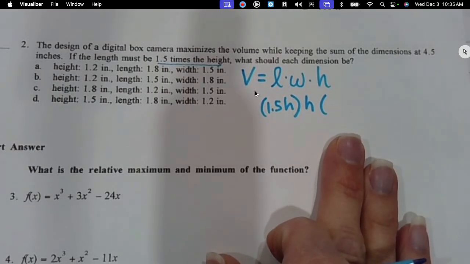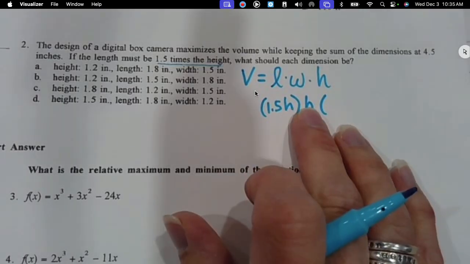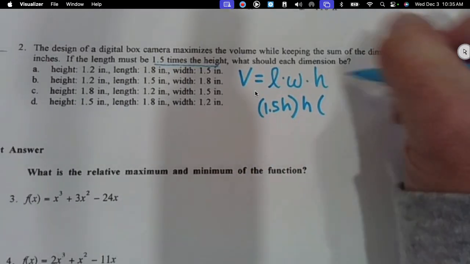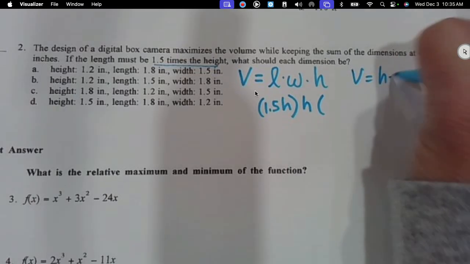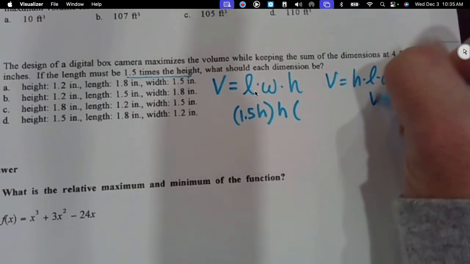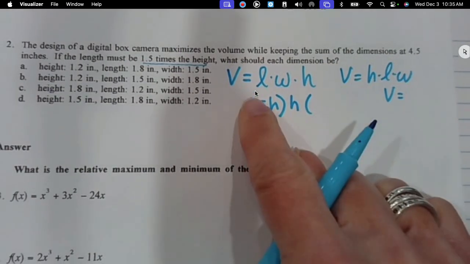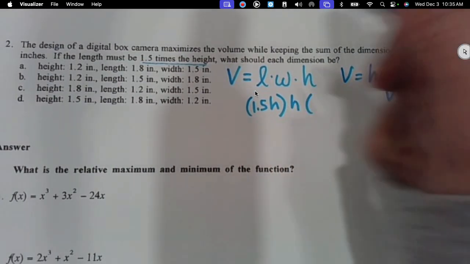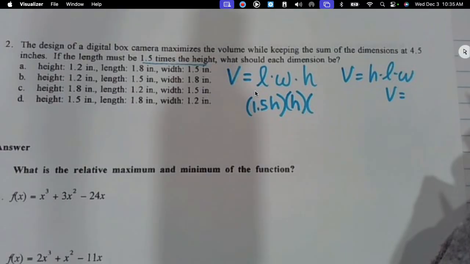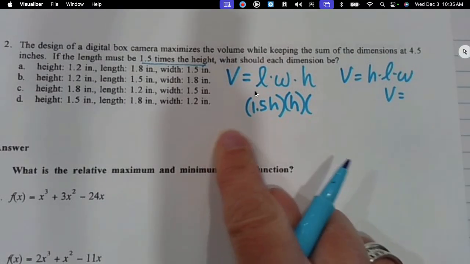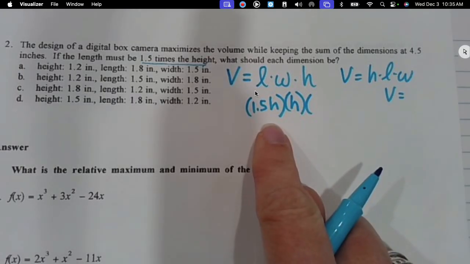Why would you write the h in there if it was on the outside also? It doesn't matter. Volume can be height times length times width. But why are there 2 h's? Why'd you put one in the parentheses and one on the outside? I could put this one in its own parentheses if that looks better. Why is there 2? Because I have to use one variable. We can only have one variable.